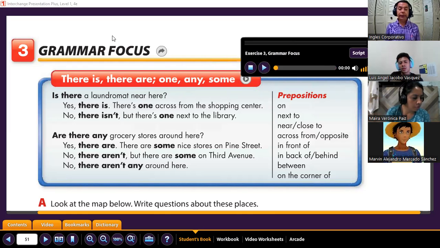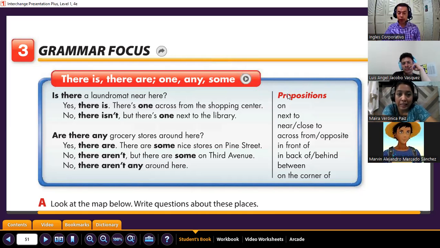Okay, class, look, the same as we were practicing yesterday, right? There is, there are. There isn't, there aren't. Any question, is there? There is, no. Is there? There are. Are there, right? And then you say, yes, there is, no, there isn't. Yes, there are, no, there aren't, right? Okay, and the most important part here and for tonight, esta noche, right? Aquí está la carnita. Lo que más nos interesa es the prepositions.